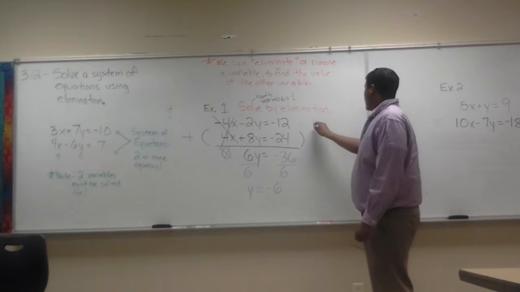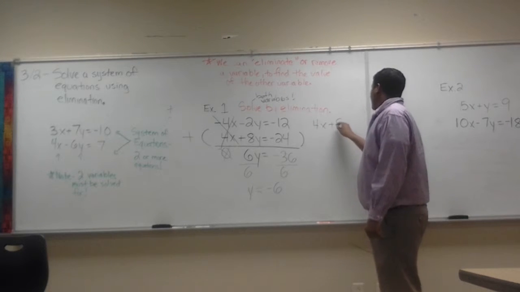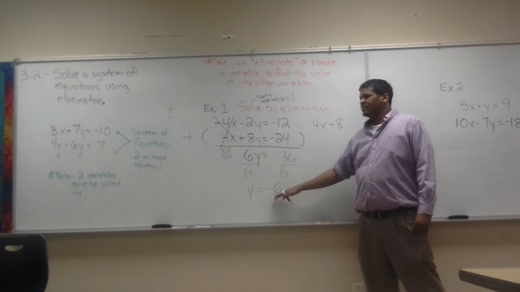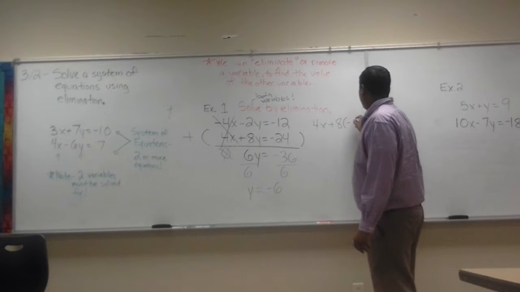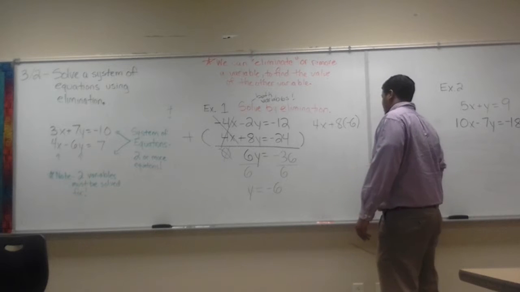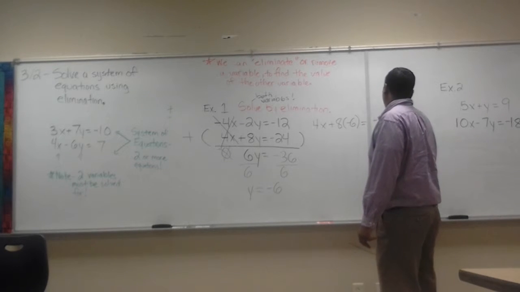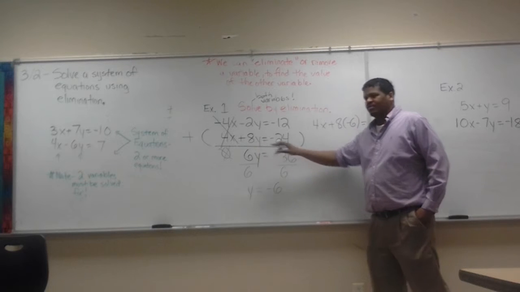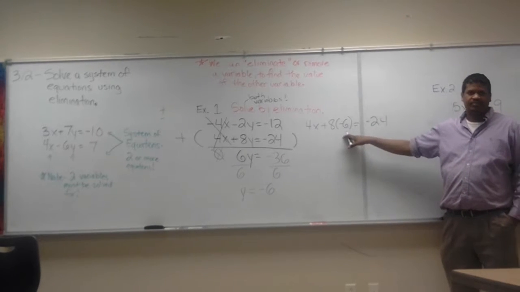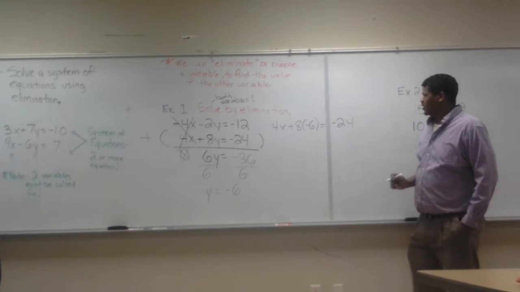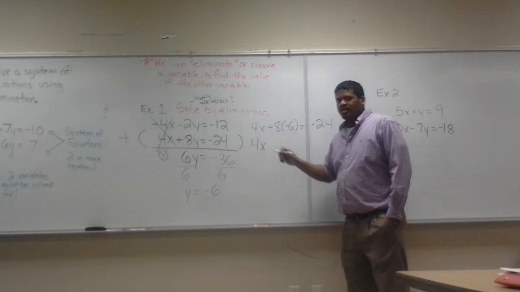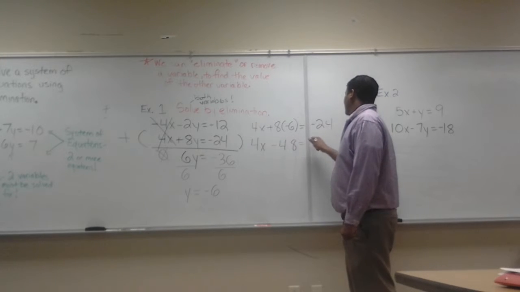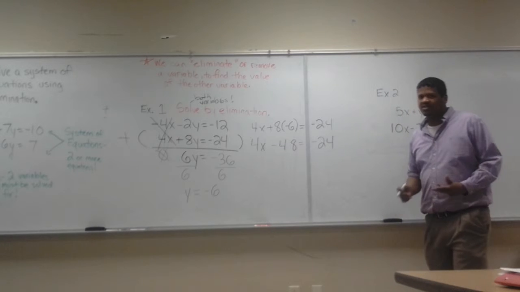So we'll have 4x plus 8, but we're not going to have y anymore. We decided we're getting rid of y and putting what there? Negative 6. So 8 times negative 6, put in parentheses. Otherwise, you put 86 down. Equals negative 24. See what we did? All we did was copy the exact same equation and switch the y value out for negative 6. Just going to work this out. You're exactly right. 8 times negative 6 is negative 48. Equals negative 24. And now we have a two-step equation to solve.